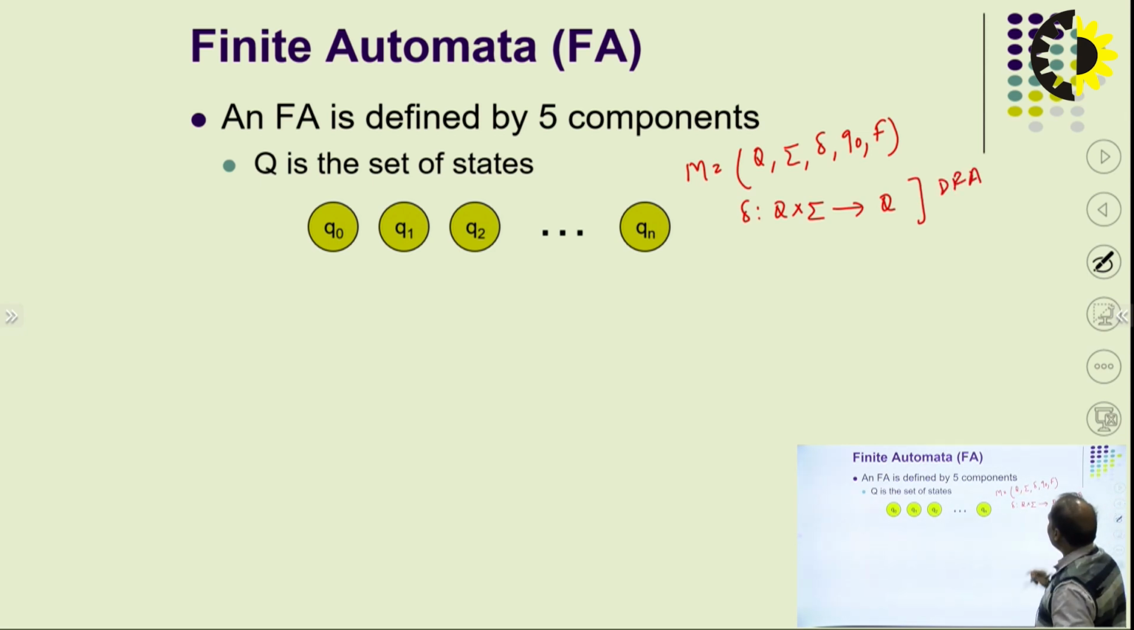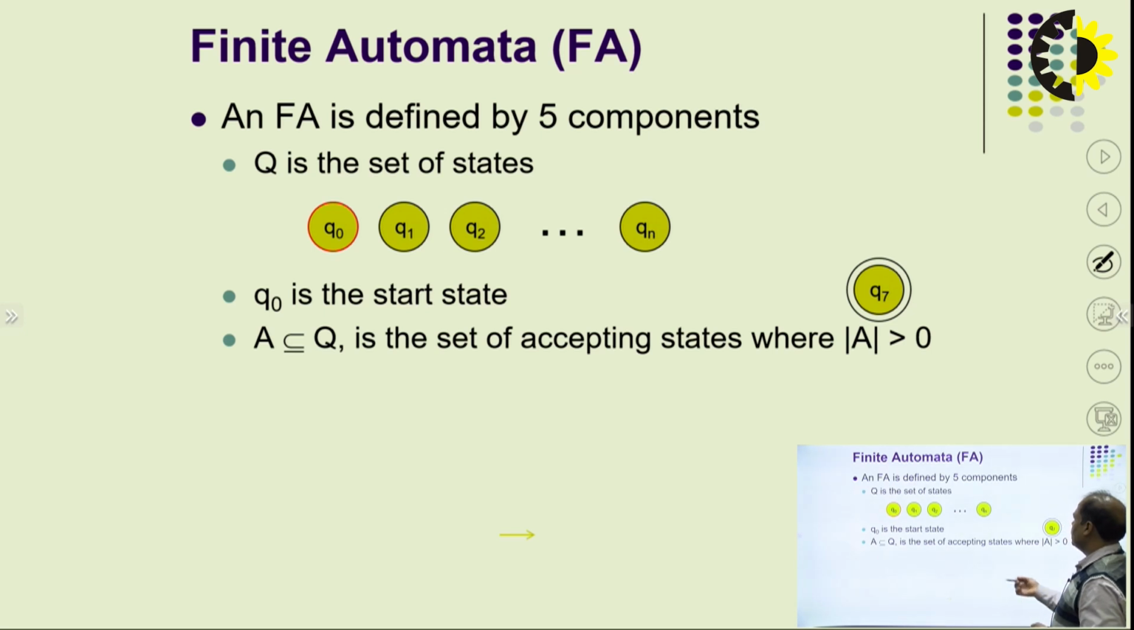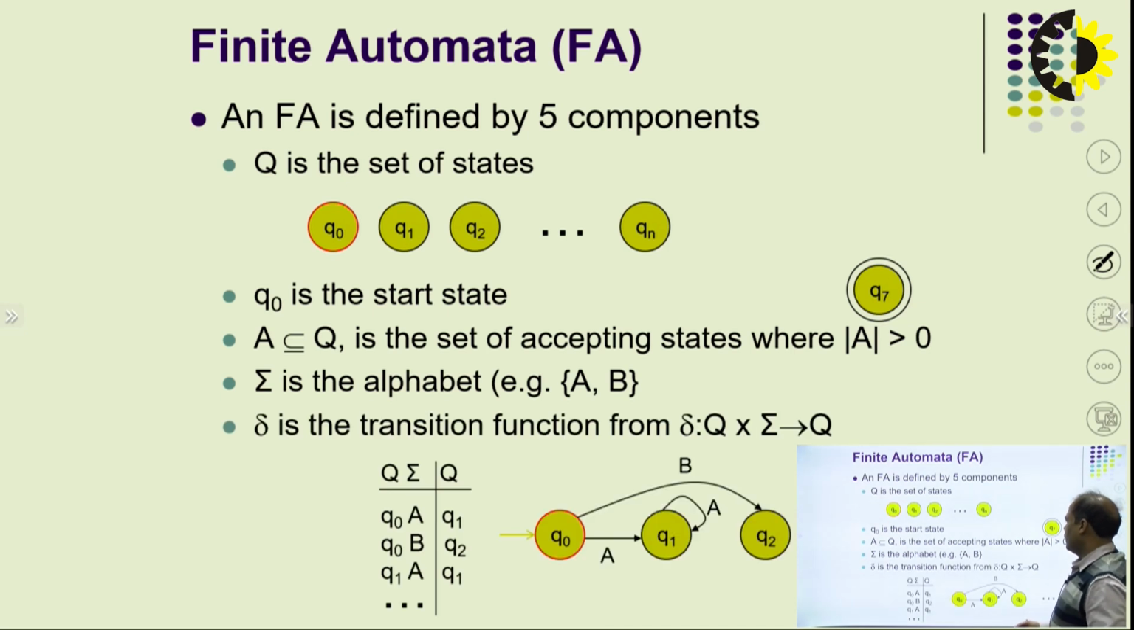So Q is the set of all states, sigma is the set of input symbols, delta is a transition function which is defined by this. Q0 is the starting state and F is the set of all final states. Q0 is the start state and the set of accepting states may be more than one. Sigma is the alphabet.